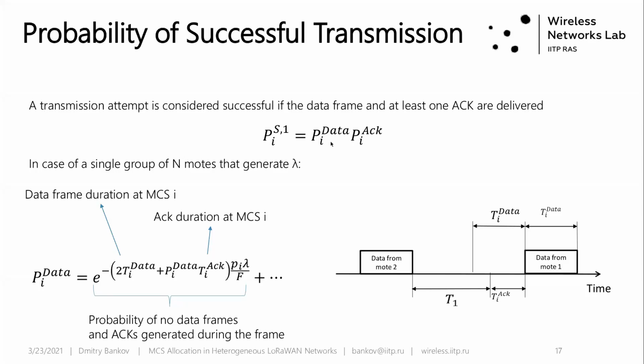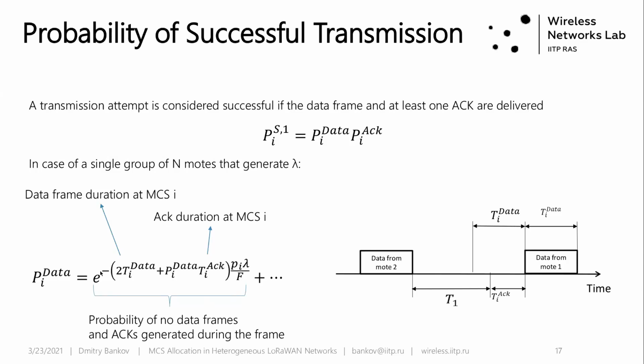So let us find the probability of successful data transmission. And for a while, let us assume that we have only n modes, which generate lambda frames per second. And as I said during the scenario description, we assume that modes generate a Poisson flow of frames. So in this situation, we can use a typical approach of modeling asynchronous Aloha networks to find the probability of a data frame being transmitted and not intersecting with any other frames, which is written here. An exponent to the power of -2 T_data plus P_data T_ack plus a fraction.